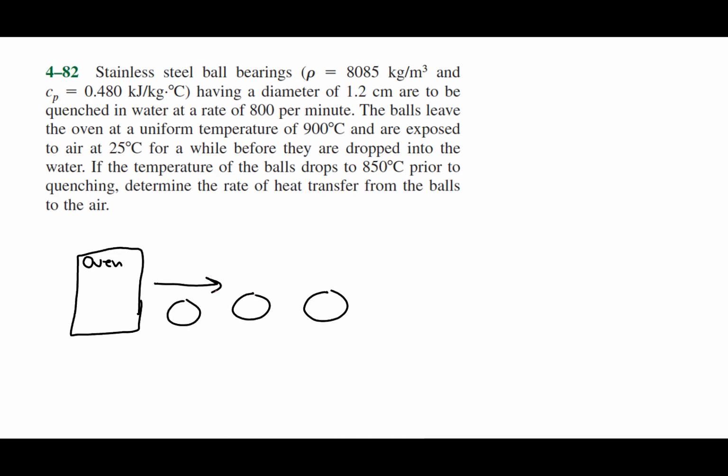For this problem, the first thing we want to do is read the problem and figure out what's going on. It says we have stainless steel ball bearings that have a diameter of 1.2 centimeters, and they're quenched in water at a rate of 800 per minute. It says the balls leave the oven, so I'm going to start drawing what's going on as I'm reading it. So we have an oven, and the balls are leaving the oven, so I'm just going to draw this like that. They leave the oven, and then they're dropped into water after a certain period of time, which it gives. So I'll draw that like that.